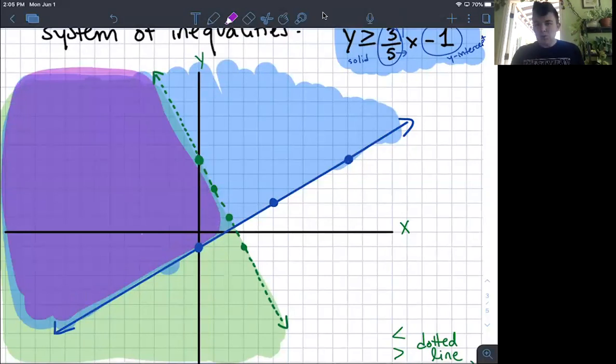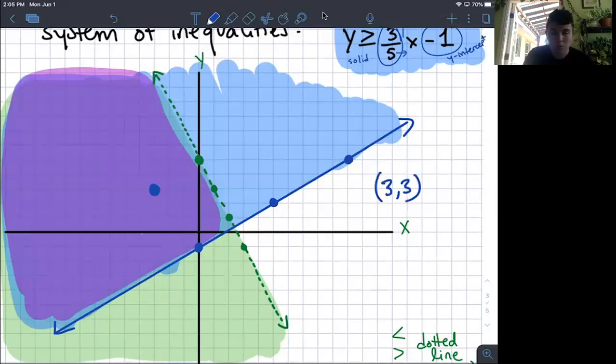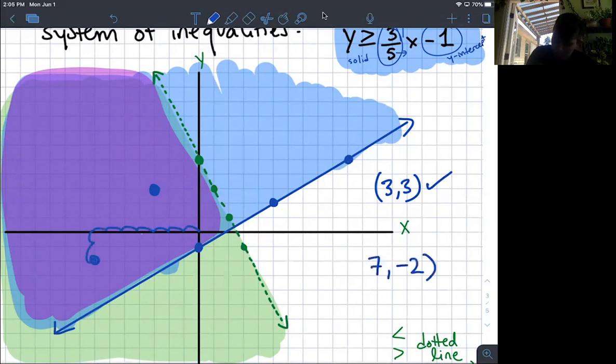So if I asked you for a solution to this inequality, you would just find any point that is in this area right here. So for example, I don't know, this point right here, that is in this area, and that point is 1, 2, 3, 1, 2, 3. So that would be 3, 3 would be a solution to this set of inequalities. I could also choose, I don't know, let's choose this point right here. 1, 2, 3, 4, 5, 6, 7, 1, 2. So that one was 7, -2. That would be a solution to this inequality because it's inside that double shaded area.